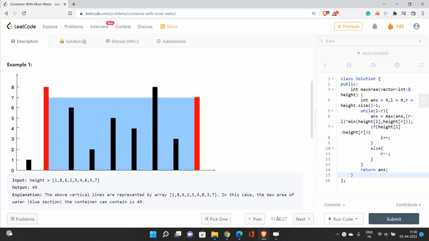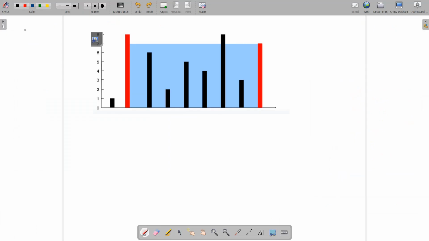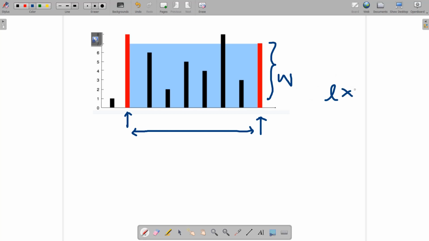Let's understand this problem in detail, using the same diagram that I have drawn here. You need to find two vertical lines, like this one and this second one, and draw a rectangle such that this will be the length of the rectangle and this will be the width. You need to maximize the area contained by this rectangle, which contains the water, which is actually L into W. Let's talk about all these things in mathematical terms.